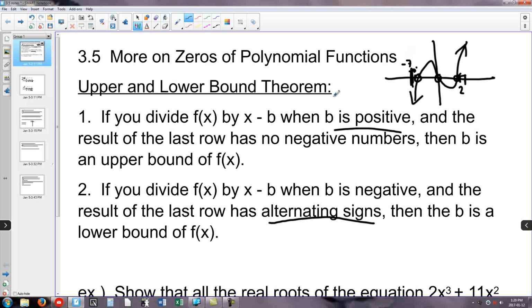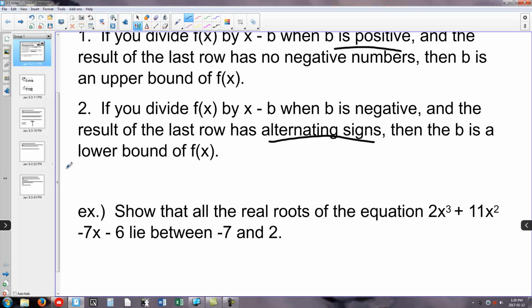In fact, we find out that if we actually just slide into negative 6, we could show that that's one of the zeros. But we know that all of the zeros have to be either greater than negative 7 or less than 2. It's in that window. Okay, so it's called the upper and lower bound test.